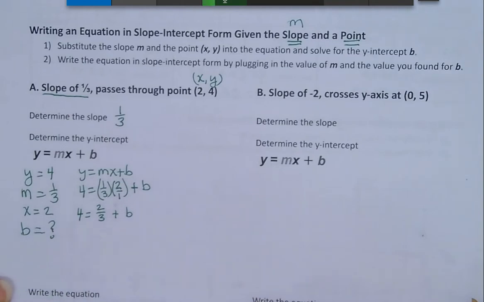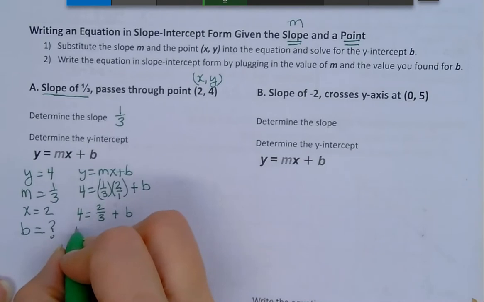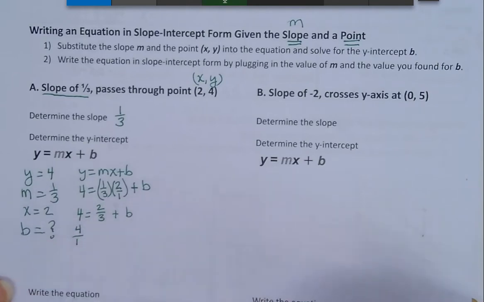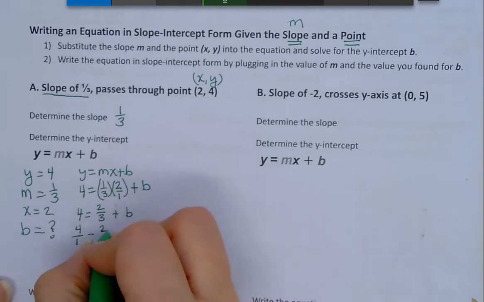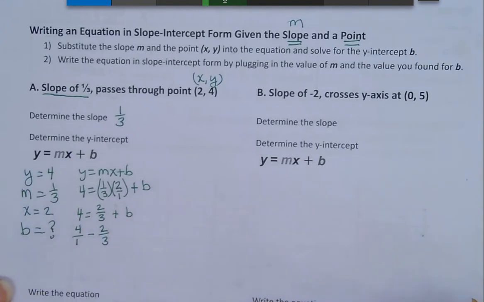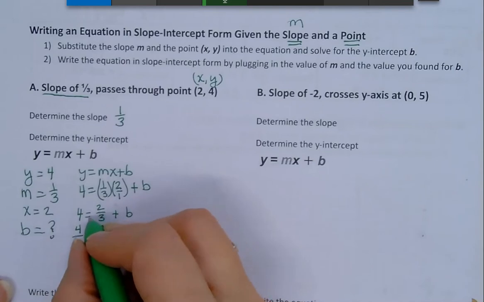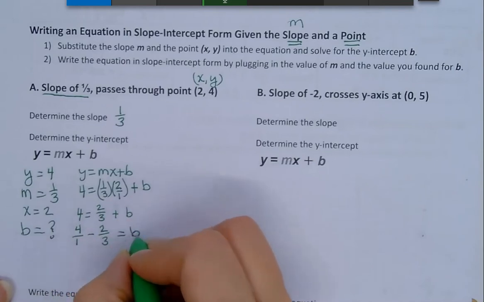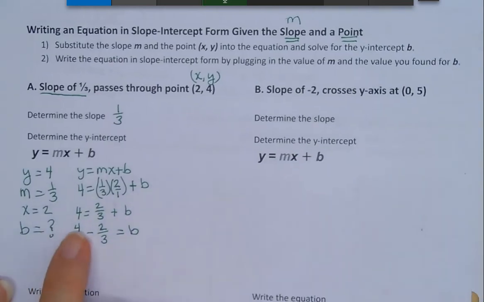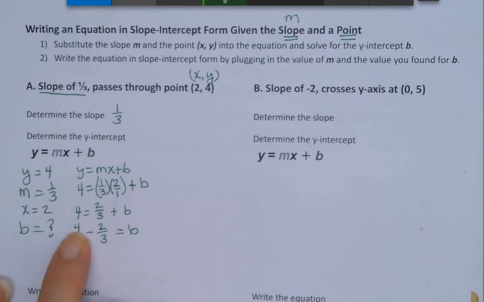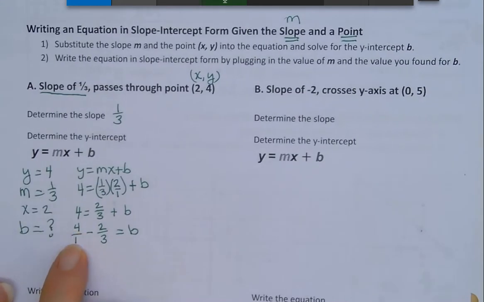I will subtract 2/3 from each side. I'm going to go ahead and write 4 as a fraction, because I know to subtract a fraction, I'm going to want to have a fraction to subtract it from. Okay, so 4 minus 2/3 equals b. I subtracted 2/3 from each side, and then I made my 4 look like a fraction.